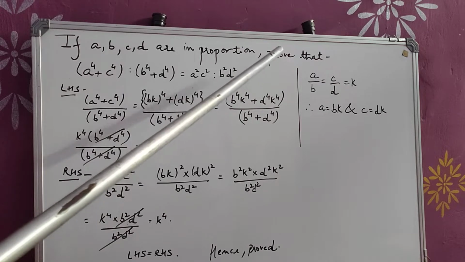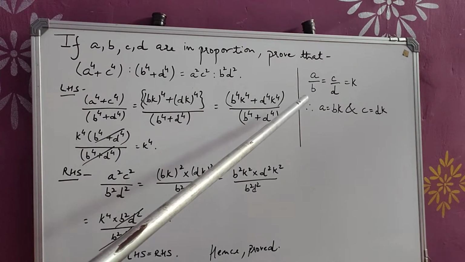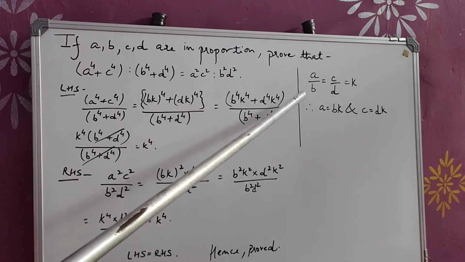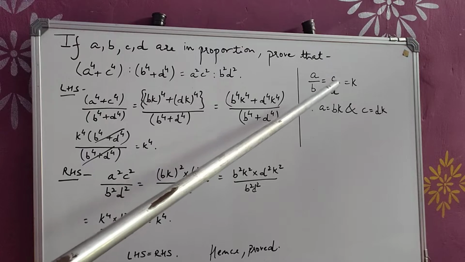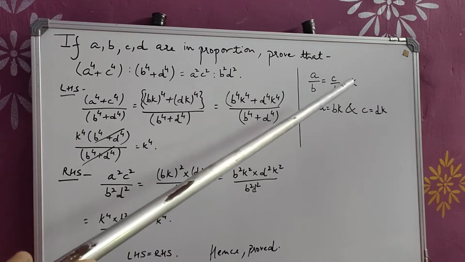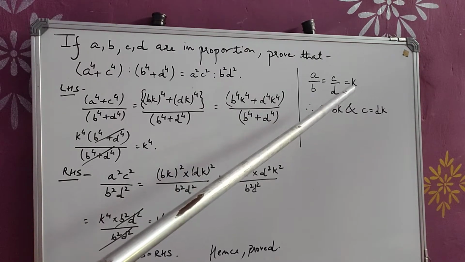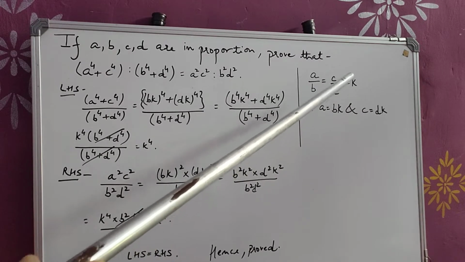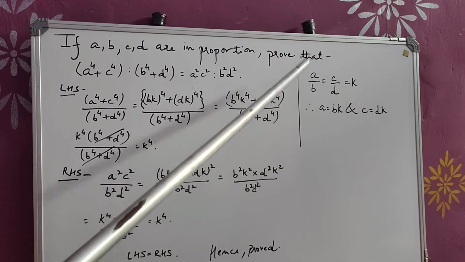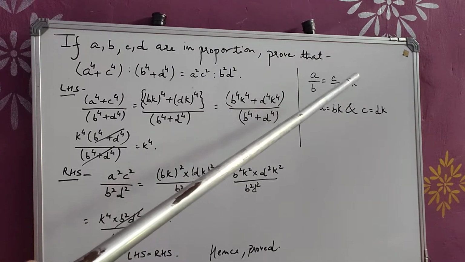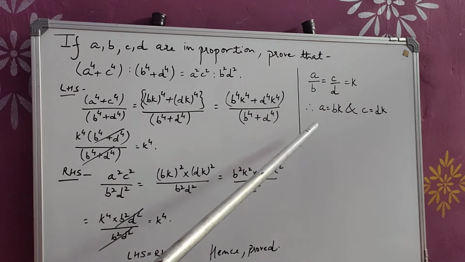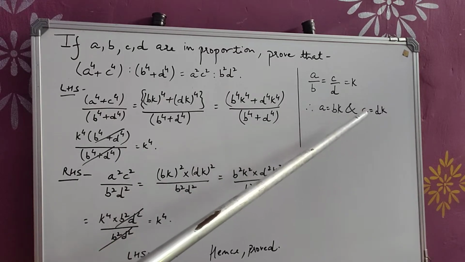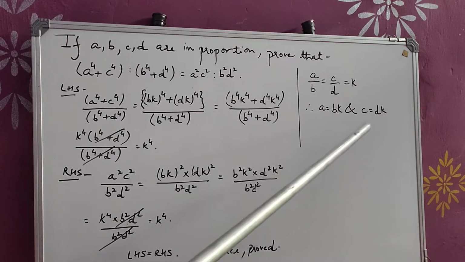As it is given that A, B, C, D are in proportion, we can write this proportion as A upon B is equal to C upon D, and we are going to assume this proportion equal to a constant K. So our strategy will be assuming the given proportion equal to the constant K. Now if you equate the ratio A upon B equal to K, you will get the value of A as equal to BK, and if you equate the ratio C upon D equal to K, you will get the value of C equal to DK.